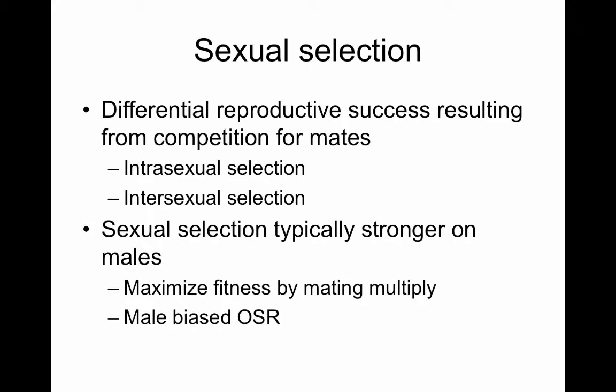This differential reproductive success can result in competition for mates, where males, if they're limited by the number of females with which they can mate, ultimately will compete with each other. So this creates both intrasexual and intersexual selection. And in general, this is selection on males to maximize fitness by mating with multiple females and can lead to male-biased offspring sex ratios.